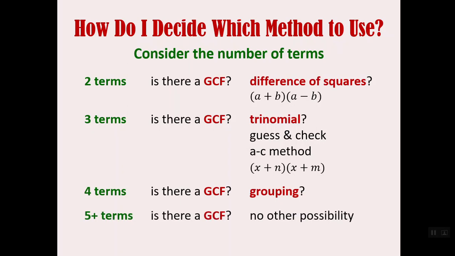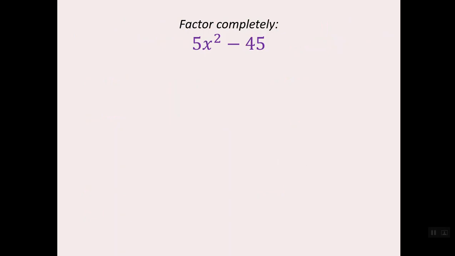If it has five or more terms, ask yourself if there's a GCF. If there is, factor it out, and there's no other method that we know of. So if it had five or more terms, it would just be a greatest common factor problem. All right, let's try some.